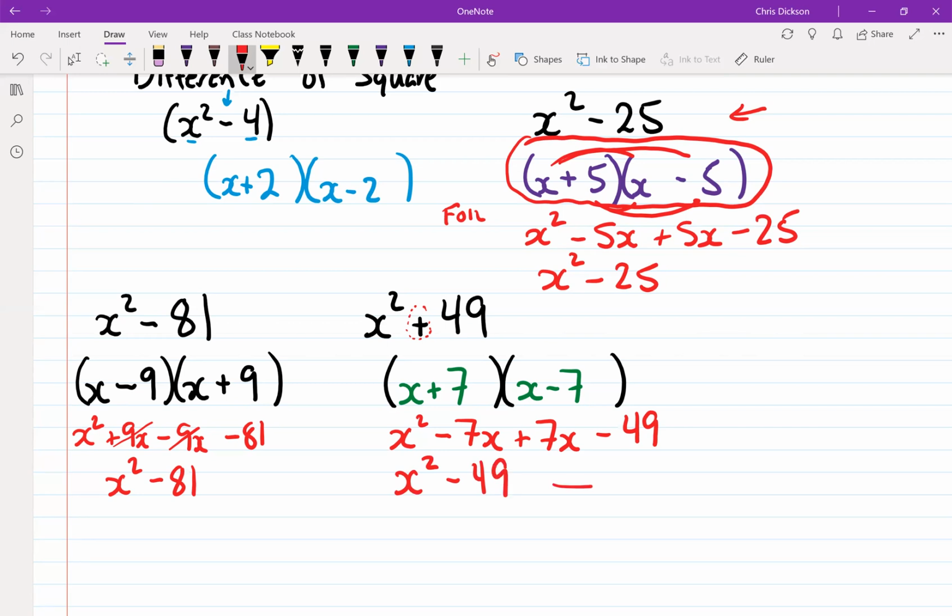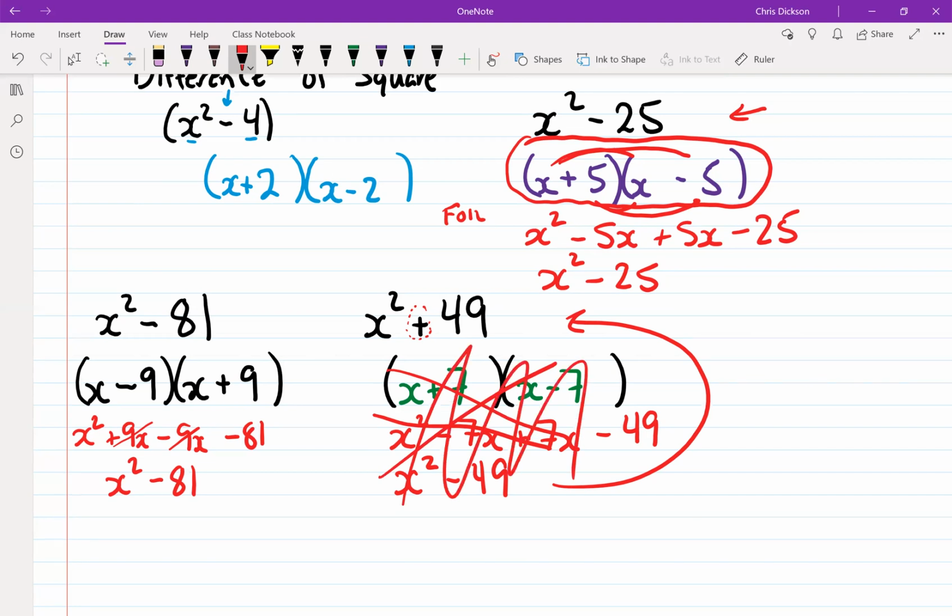Now notice that is not what you started with. That is a different thing there. So I guess we would call this wrong. It's not right. And the big thing here is this actually would be called a sum of squares, and there actually is no factoring. It doesn't matter how good you are at math, there's no factoring for that. So really it can't be factored. There's no factoring for sum of squares, just for difference of squares.